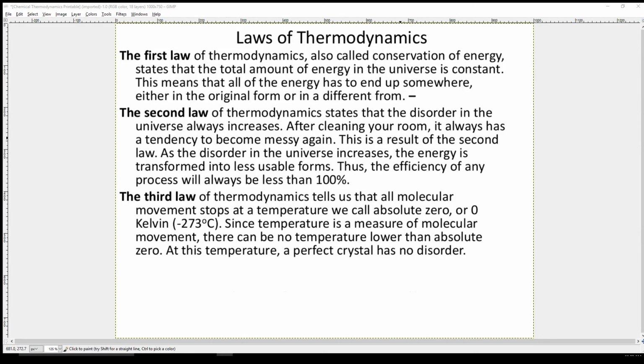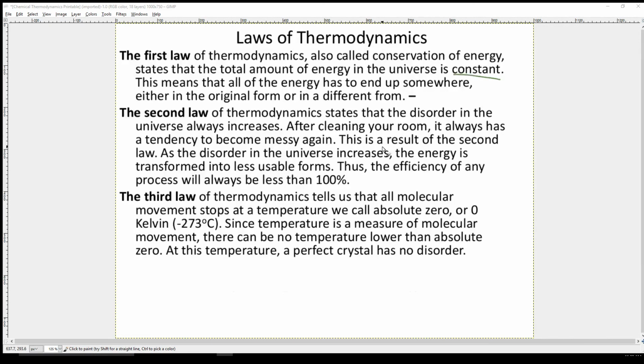Okay, last question, or slide. This will just review the 3 different laws of thermodynamics that you need to know. The first law states that energy is conserved. Simple as that. All energy has to end up somewhere, either in its original form or a different form. It doesn't have to be heat energy. It could be something else, but it is constant.